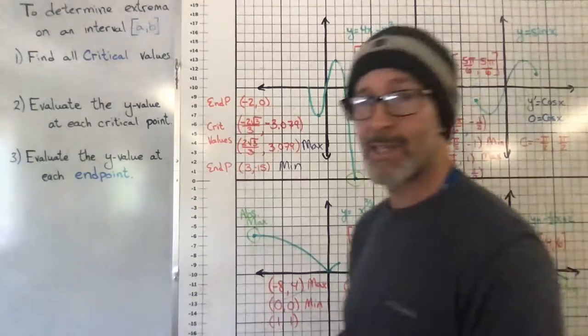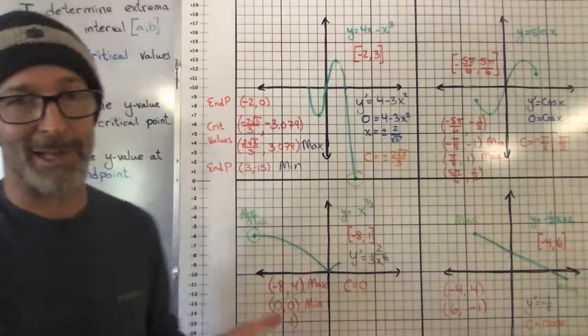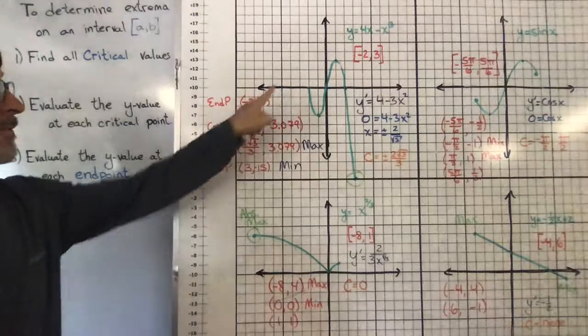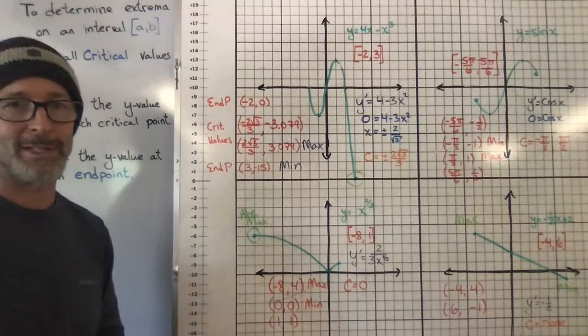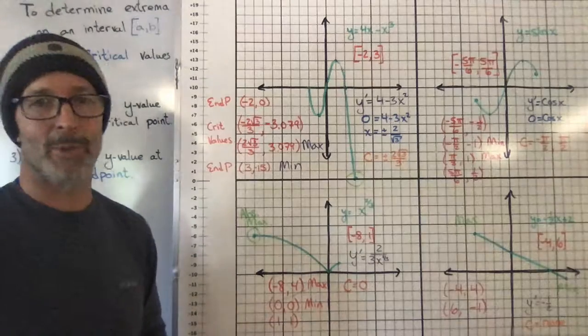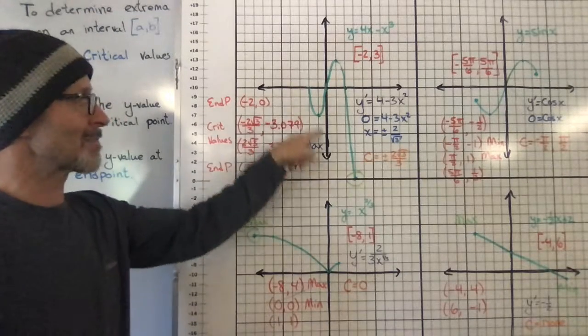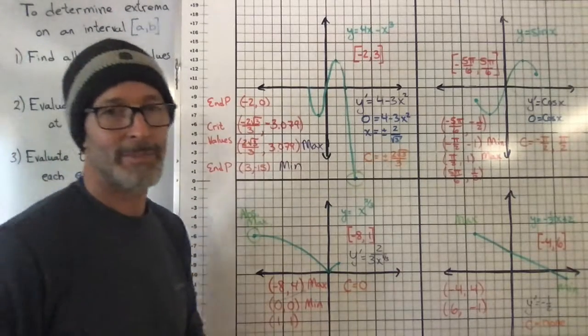So the newest thing that we learned, besides a ton of vocabulary, was what a critical value is, and they're super duper important. It's where the derivative is 0 or undefined. Don't forget to check the endpoints. Just because they weren't important when we looked at the entire graph doesn't mean that they might not be important if we're looking at an interval.